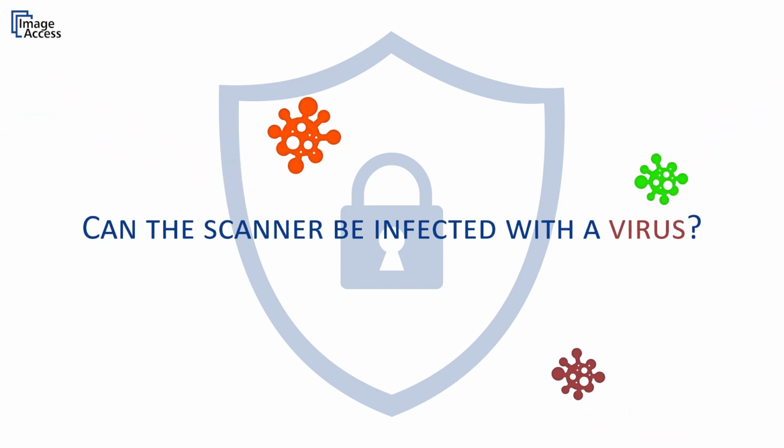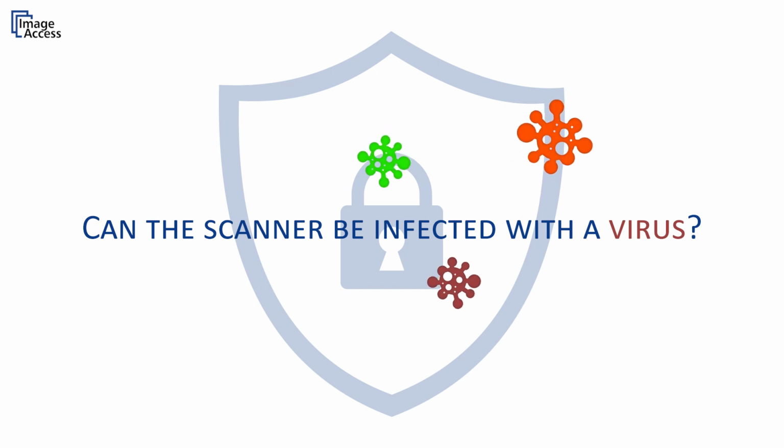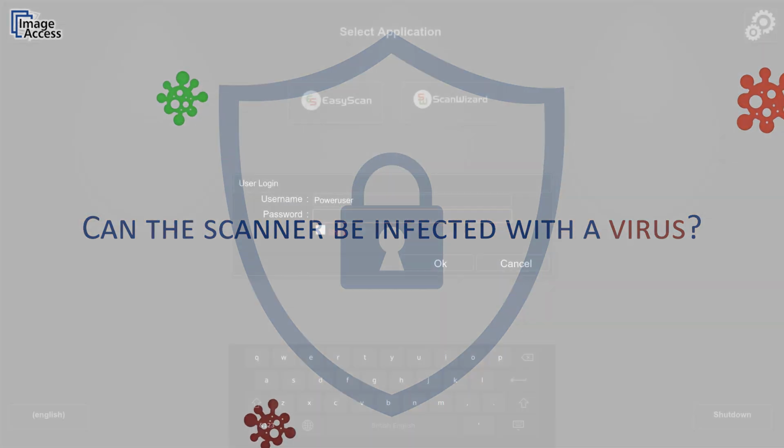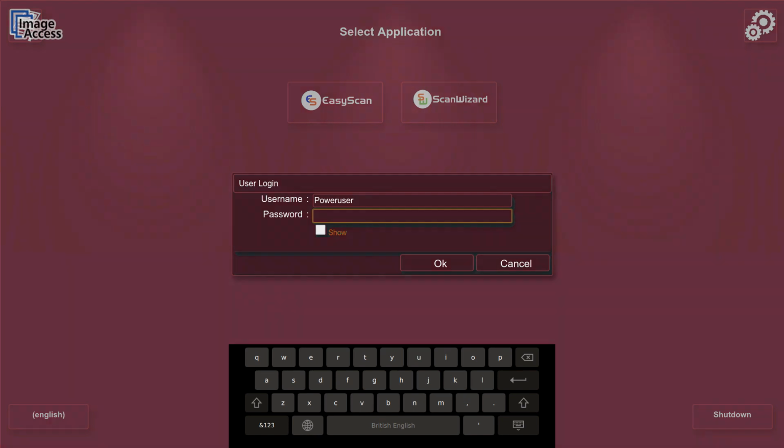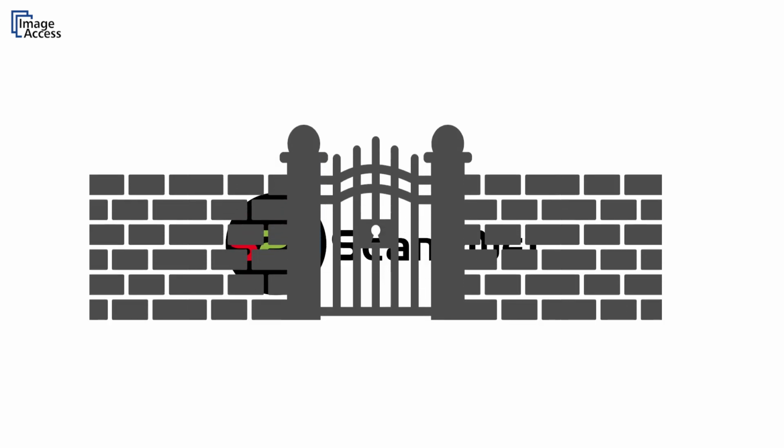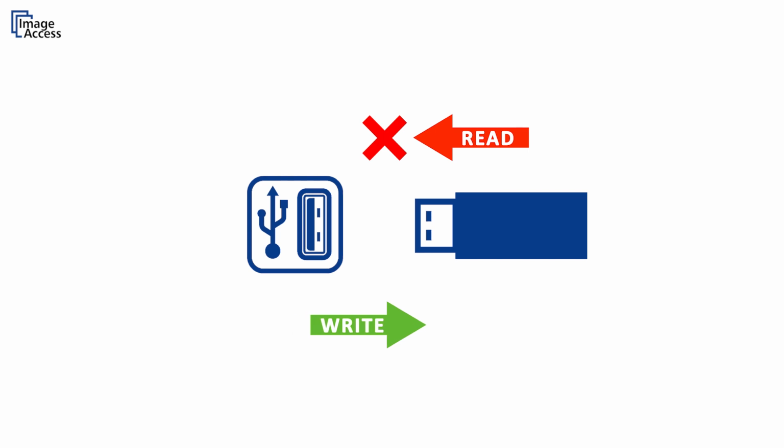Let's start with the first question: can the scanner be infected with a virus? This is practically impossible for a number of reasons. The only way to install software on the scanner is with a root login and password combination for the Linux operating system. No user is logged into the system under normal operation conditions, and therefore eliminating the possibility of unauthorized user access, like opening emails containing a virus or other malicious tasks. Also, the USB port only allows the scanner to write data to it and is not used for read access.